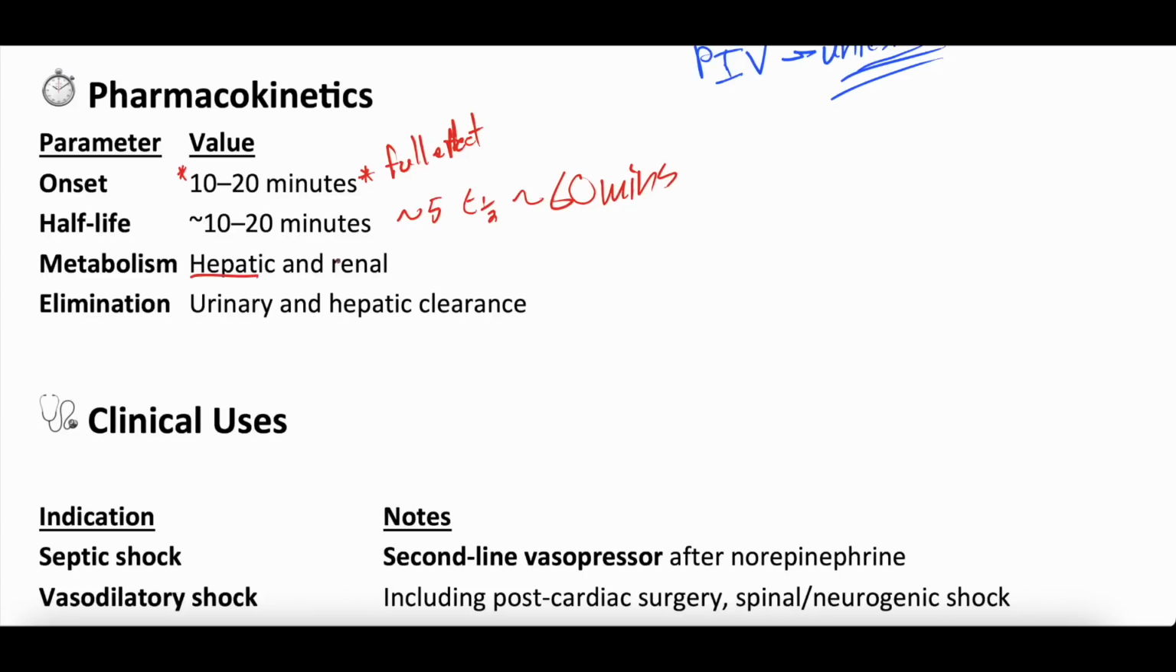It is hepatically and renally metabolized. So if you have patients with renal failure or they're end-stage renal disease, or you have patients with a liver failure, they're not going to metabolize vasopressin as quickly, which means it might stick around longer, right? That half-life is going to be a lot longer. So you might turn the vasopressin off, but it might be circulating for more than that 60 minutes if you have a renal failure or liver failure. And it's eliminated either urinary or hepatic, right? Kind of same mechanism. So same thing holds, renal or liver failure, it's going to stick around a lot longer.